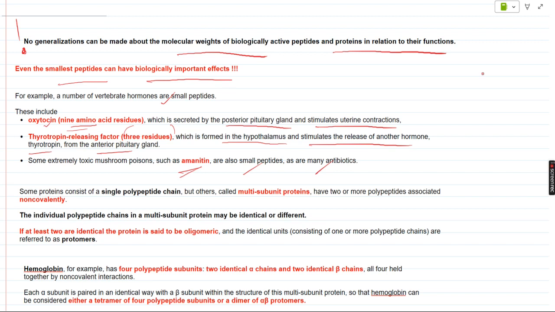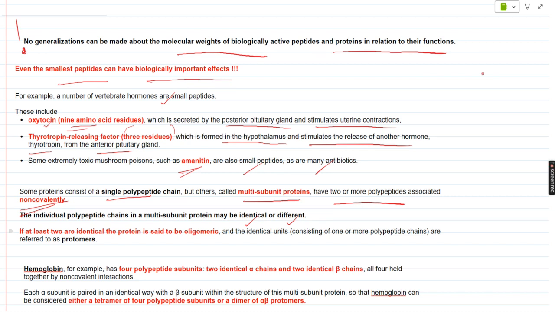So some proteins consist of a single polypeptide chain, but others, called multi-subunit proteins, have two or more polypeptides associated non-covalently. Some proteins consist of only one polypeptide chain, but multi-subunit proteins have two or more, and all these chains are associated non-covalently. The individual polypeptide chains in a multi-subunit protein may be identical or different. Of course, since there are two or more, these chains can either be identical or different.